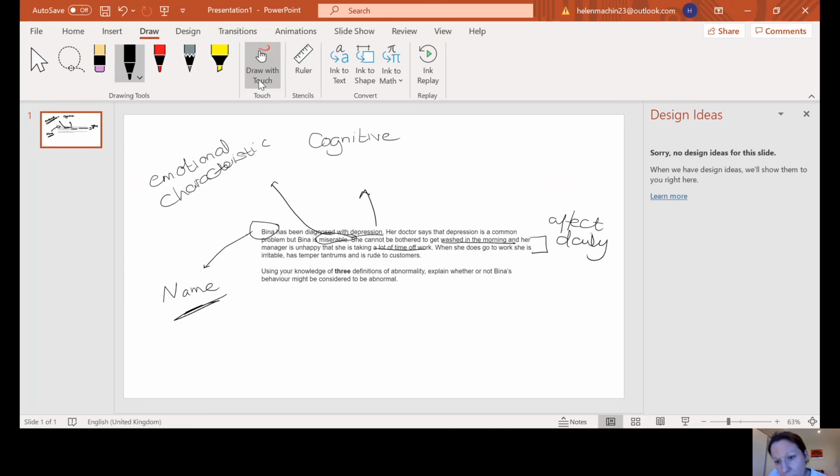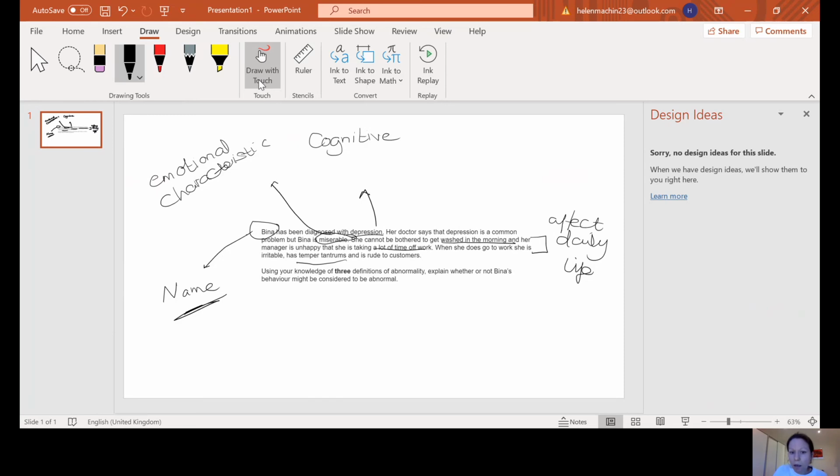Now that should make me think of something, but I'm not going to write on yet because I need to read on. When she does go to work, she's irritable, has temper tantrums, and is rude to customers. Right, so I've read my little item.